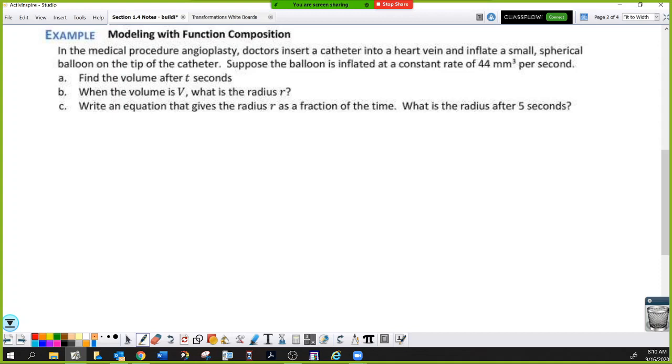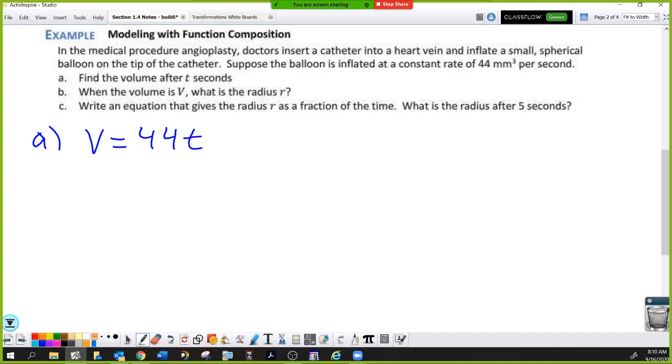Well, you're told that the balloon is inflating at a constant rate, 44 cubic millimeters per second. So if you want to know the volume after t seconds, like if it's been 2 seconds, what would you do? Yeah, you would just multiply the 44 by 2, which happens to be the t value. So A is legitimate. A is just our volume is 44 times however long it's been inflating. There it is. Volume is 44t.